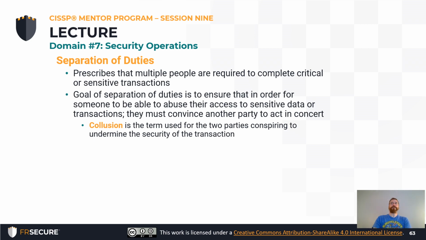Separation of duties. So we want to have multiple people for critical or sensitive transactions. The way I think of it, one person can't request access, approve access, and grant access to something. Somebody else has to approve it, and then somebody else should be the one actually granting that access. So we don't want one person in charge of that whole control chain. Collusion, like I mentioned, is two parties conspiring to undermine the security of the transaction.